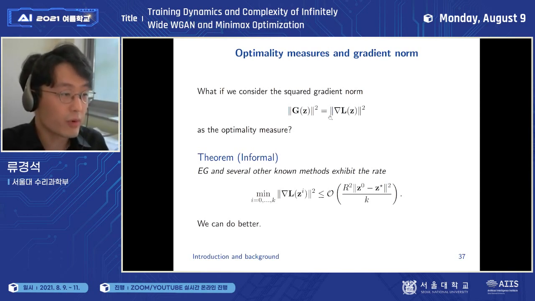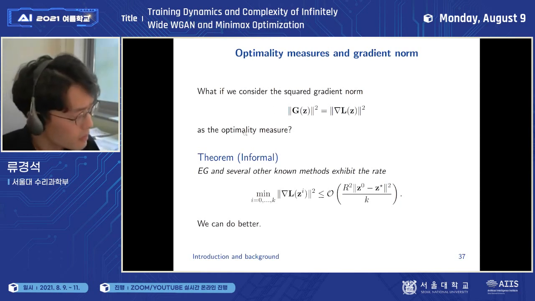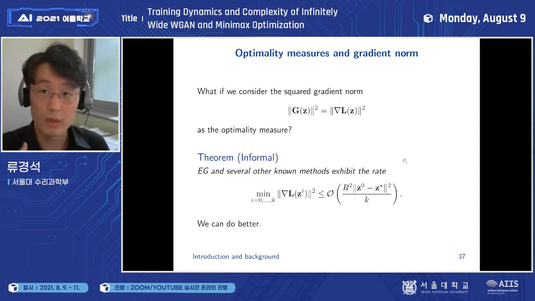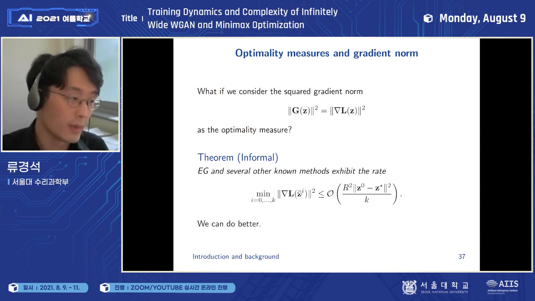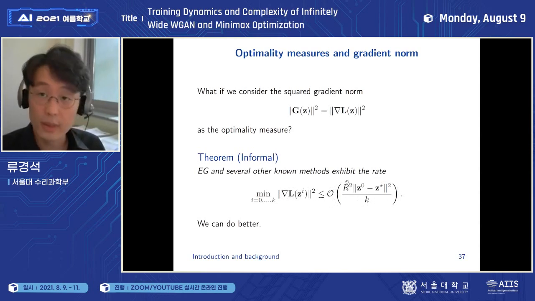So is there any prior work that establishes a convergence rate on this optimality measure? And by the way, if the gradient is equal to 0, then that tells us that we are at the solution. So if the gradient is close to 0 but not equal to 0, then we can reasonably conclude that we are in some sense close to a solution. Prior work establishes that the extra gradient method and several other known methods, such as the Popov method, the optimistic gradient method, and the stochastic gradient ascent descent with anchoring, exhibit a 1/k rate on the squared gradient magnitude when we use this as the optimality measure. But this rate is not optimal, and we can actually do better. And that's the main contribution of this work.